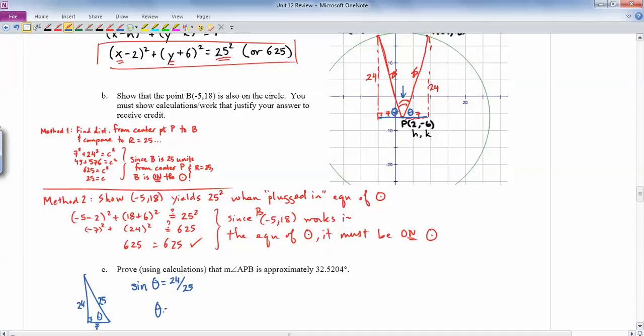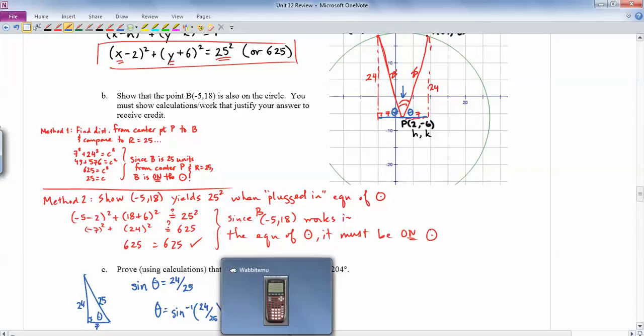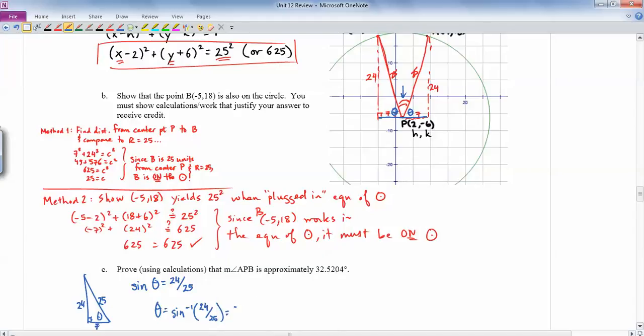So theta would be sine inverse of that, which ends up being, let's see, what did that come out to? 73.739 something or other. 73.739795.